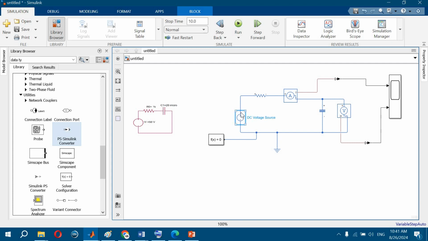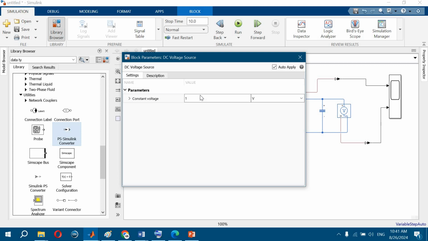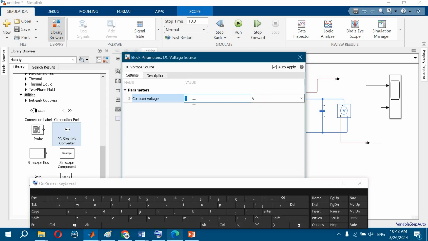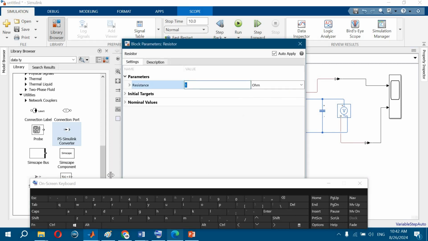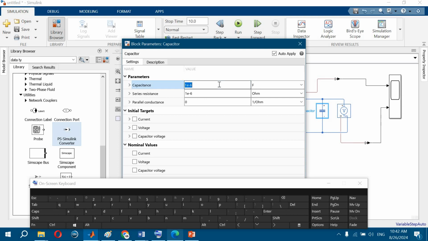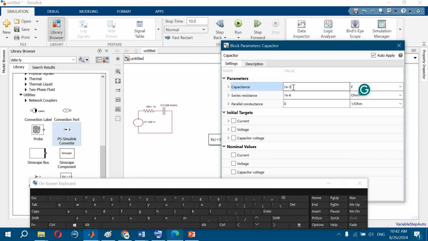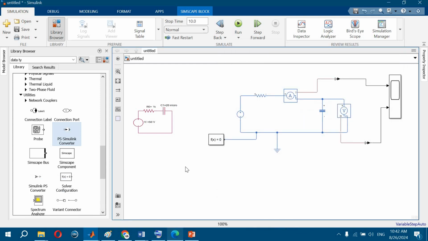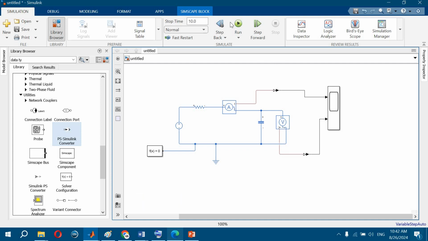Now we need to adjust the parameter values. Here is 50 volts, 50 volts, okay, 100 ohm. You should check the unit because there are a lot of units here in Simscape. We can write it like this, or we can just choose microfarad units. Okay, let us see the results or the output.